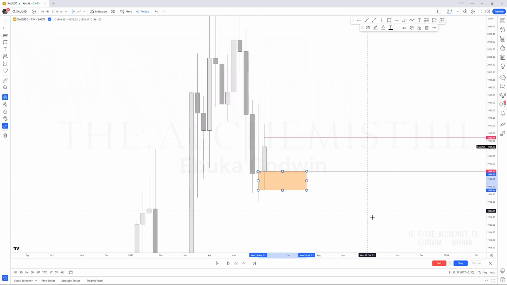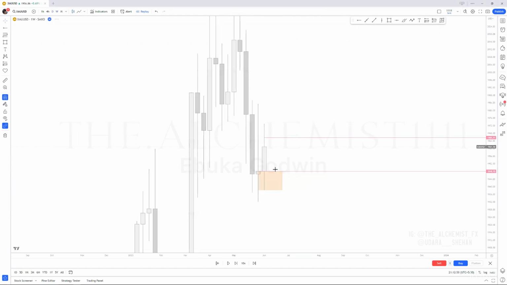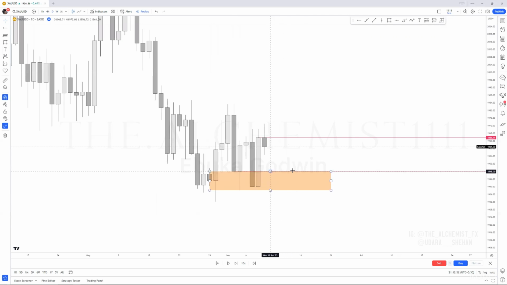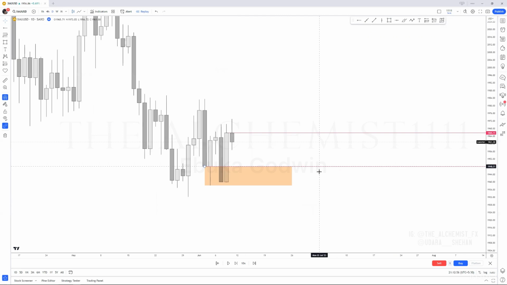One thing you need to keep in mind is that this whole thing in here is your weekly support. Inside of this weekly support, the market could even tap into the lower time frame supports. That is one thing you need to understand. So I bought it here, got stopped out. Losses are just a part of the game. If you know how to manage your risk, you don't have to worry about that.